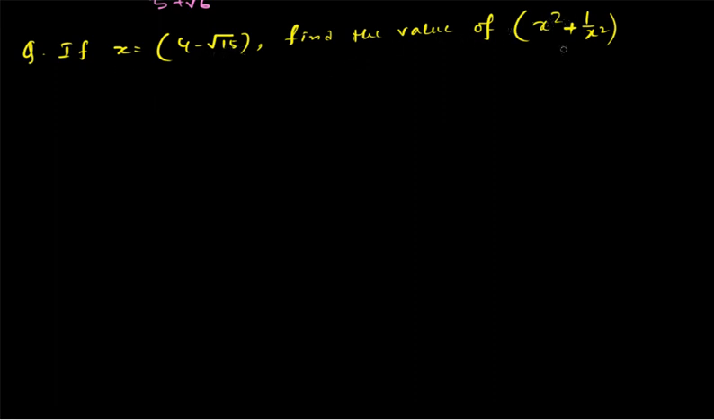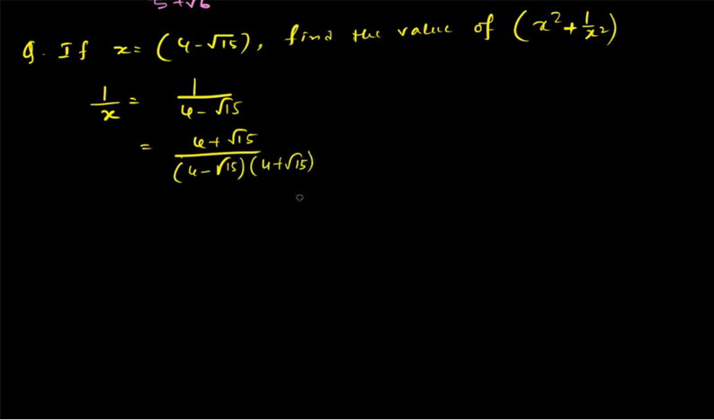So what we need to do, first of all, we have to find the value of 1 by x. Because if we apply the formula, we need x plus 1 by x. So 1 by x equals 1 by (4 minus root 15), and we have to rationalize it. So we multiply by the rationalizing factor, which is 4 plus root 15, in the numerator and the denominator. So 4 plus root 15 divided by 16 minus 15, which will give you 4 plus root 15.